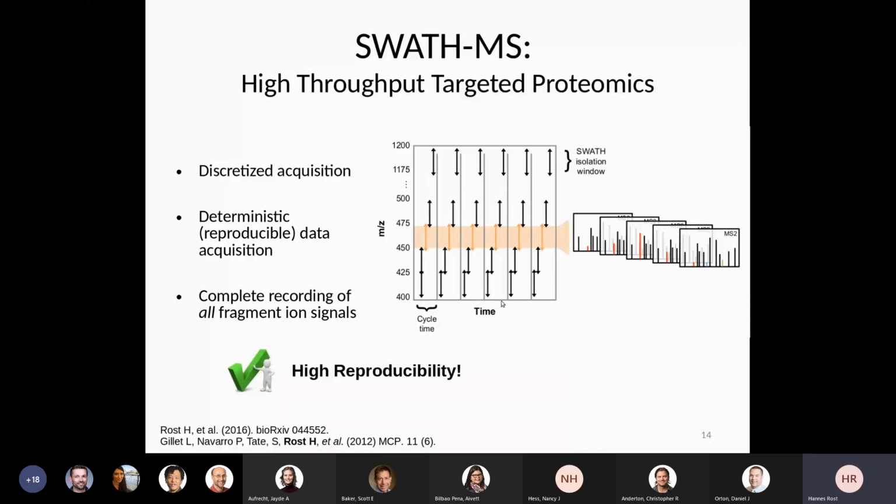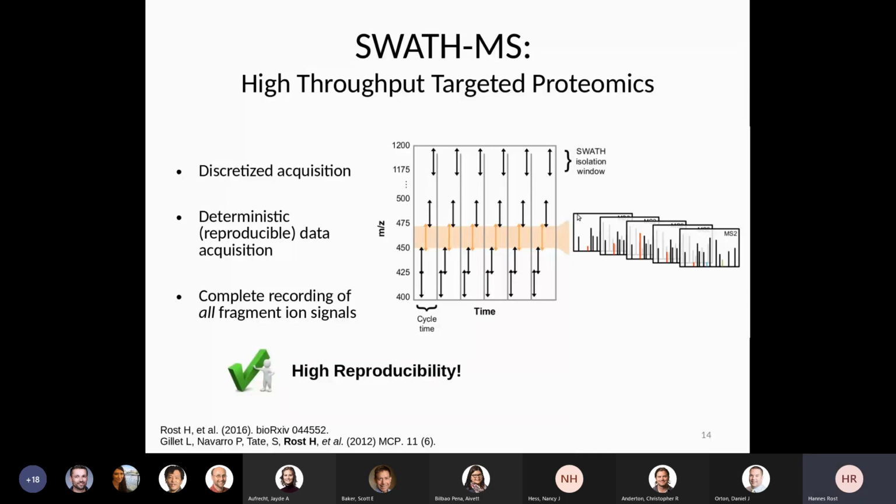In addition, we also have this advantage that we have a complete recording of all fragment ions of ionizable precursors, because with this scheme, it is not possible to miss a single precursor as long as you ensure that the cycle time, so the time between sampling one specific mass window here, 400 to 475, to the time you sample it the next time, is shorter than the elution time of a peptide.